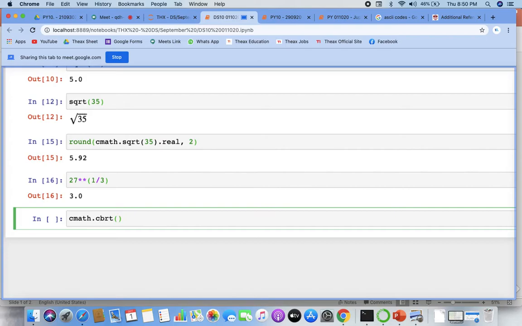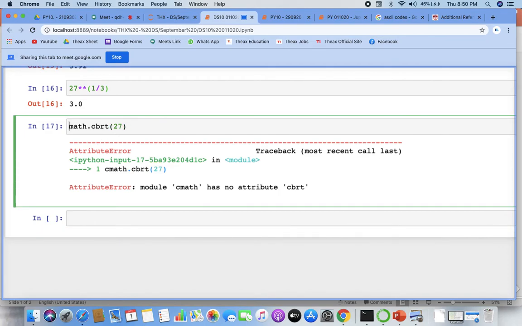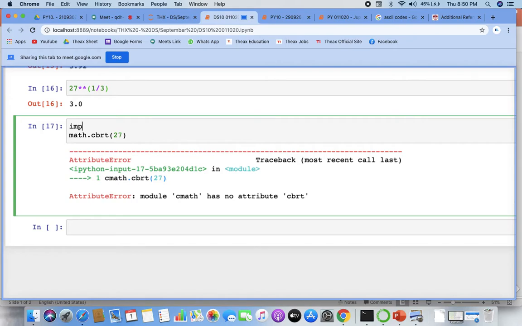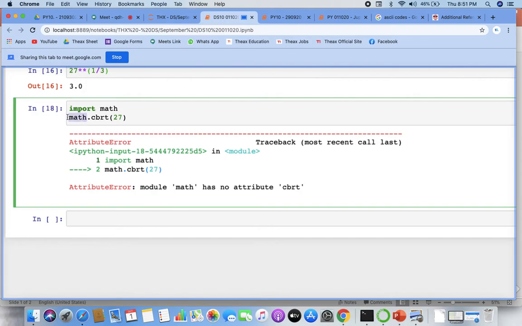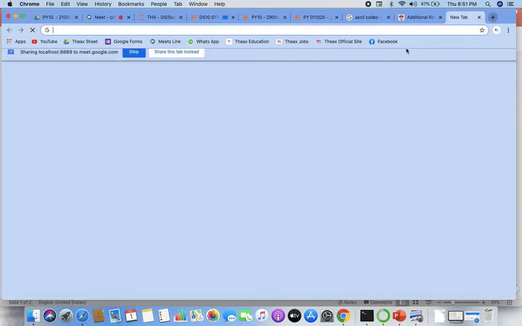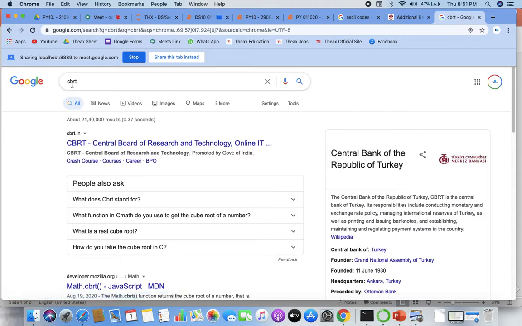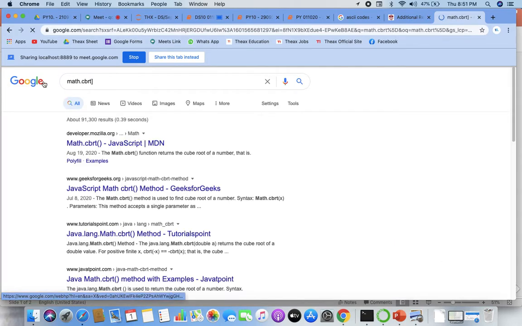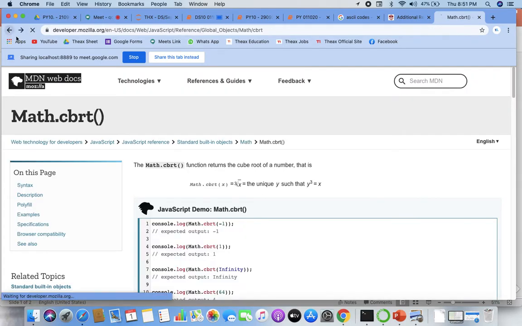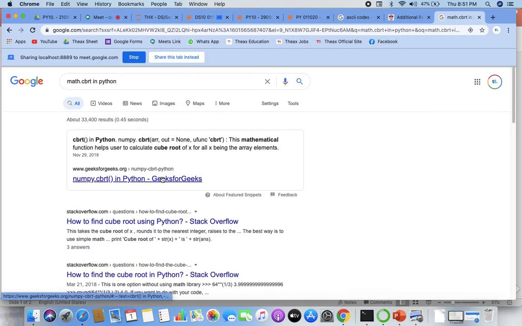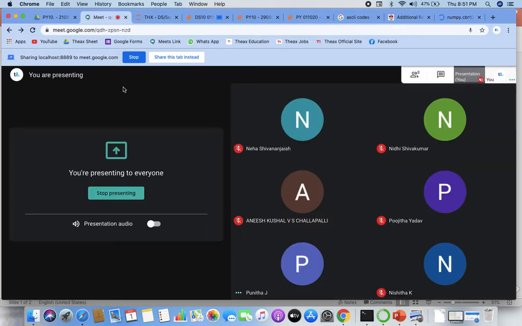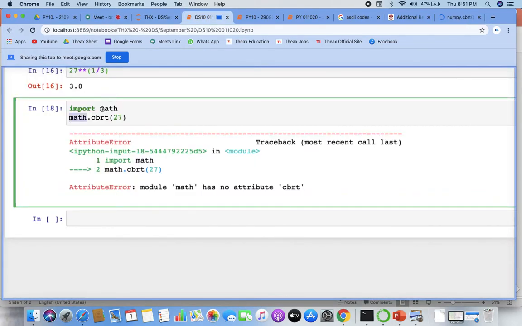You know cbrt, something? See, call it cbrt. Okay, it's not having something. cbrt for the math, it is for math. What is this? It's not having cbrt. Should we have SymPy? No, cbrt should work. Okay, fine. If it is not working, it's okay. But it should work in NumPy. It is okay in NumPy. This function is for NumPy, what I can see.